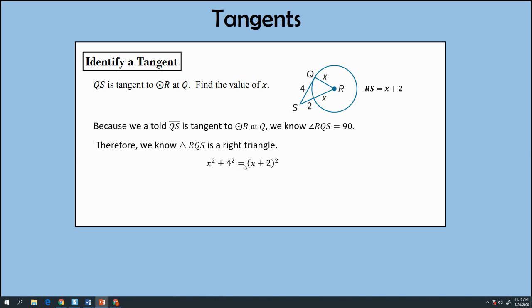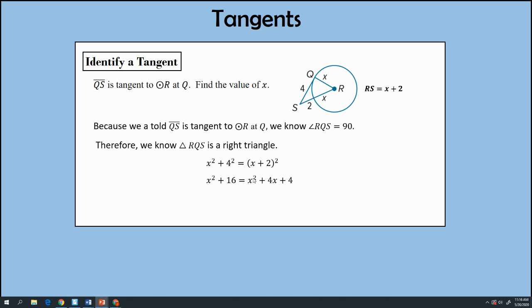Now, what do we do with a binomial squared? We got to FOIL it. It's got to be x plus 2 times x plus 2. First, outside, inside, last. Simplify. We should all get x squared plus 16 equals x squared plus 4x plus 4. That's when I take the quantity of x plus 2 and FOIL it, I get this answer.